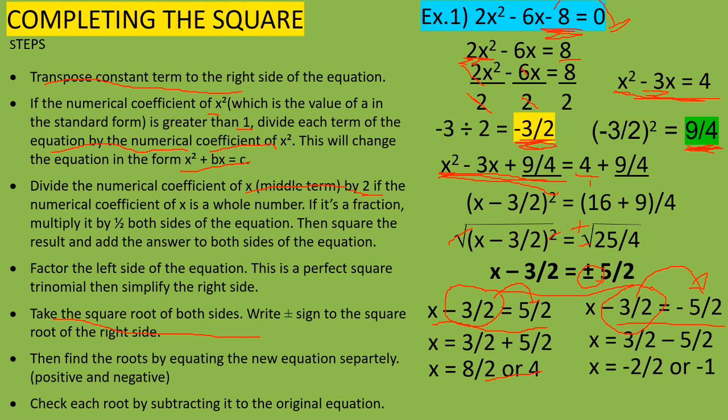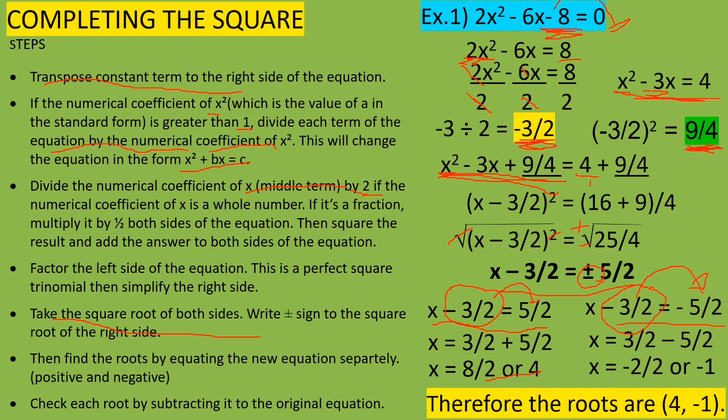Kaya, x is equal to negative 2 over 2. And negative 2 divided by 2 is equal to negative 1. Why? Because dividing unlike sign is equal to negative sign. Therefore, the roots are positive 4 and negative 1.